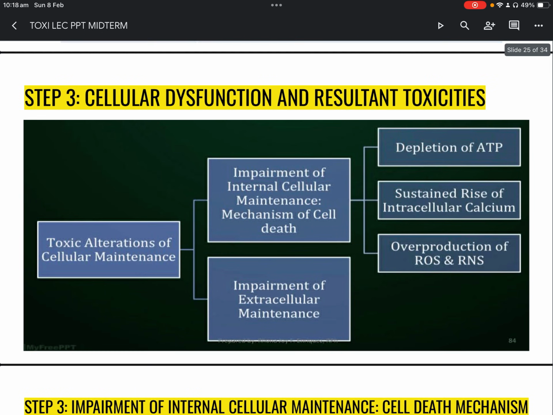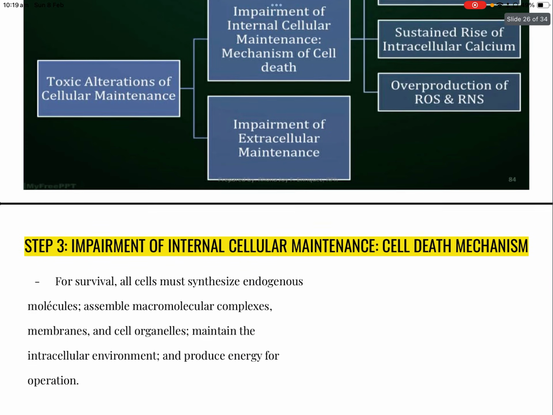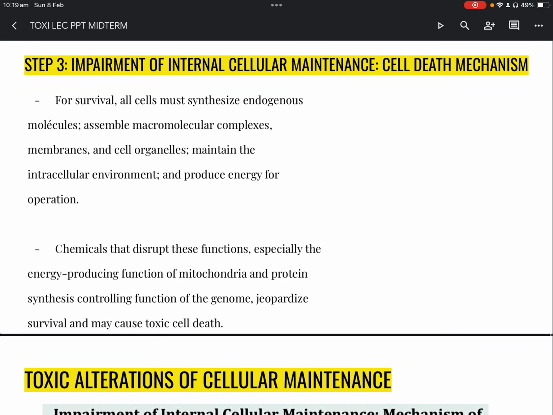Okay. Remember here in step 3, there is a toxicant that has attached to the target molecule. So you will expect that there is a destruction of the cellular process, the cellular components. So the end results for step 3 would be depletion of ATP, sustained rise of intracellular calcium, and overproduction of ROS and RNS. Okay, step 3 again, cell death mechanism.